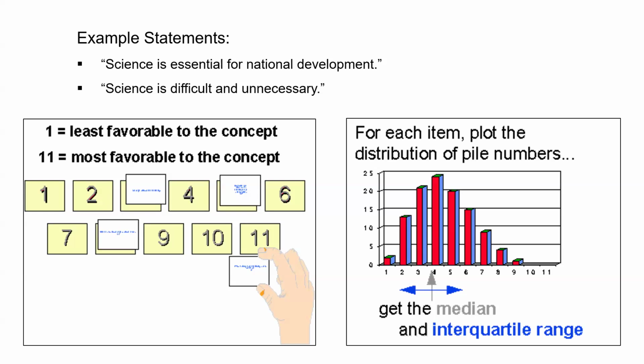After that, for each item, you plot the distribution. Here, see, get the median and interquartile range for the analysis purpose.